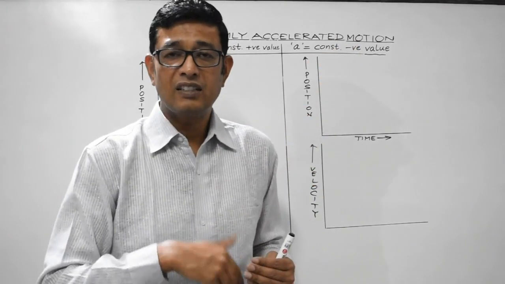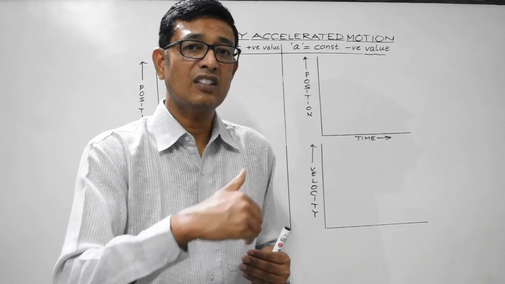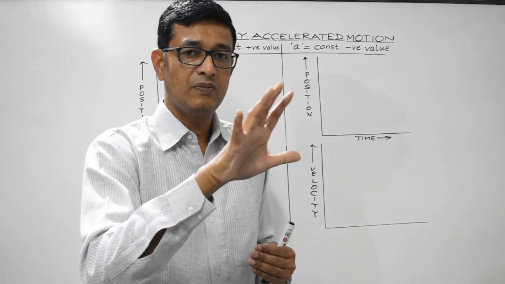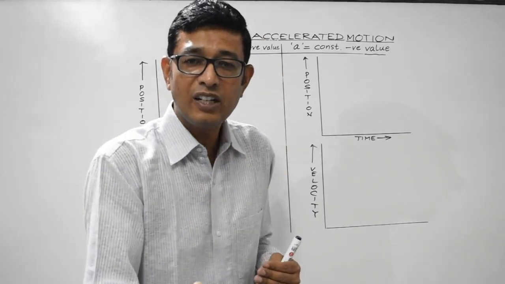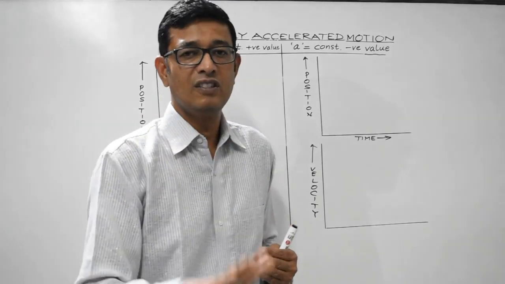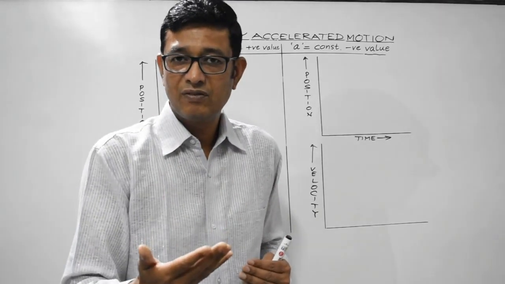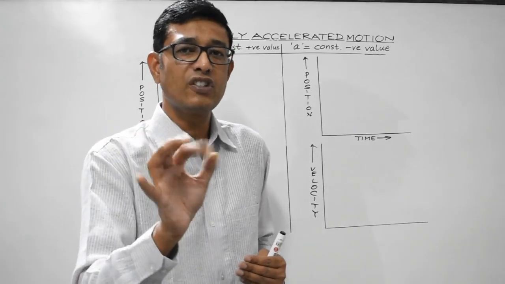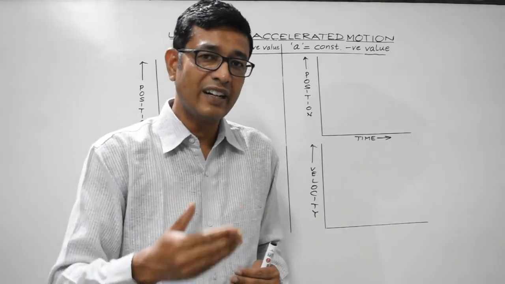If a is having positive value, it is the case of acceleration. The body will speed up. If a is having negative value, it means that the body will slow down. And a negative means that it is the case of deceleration, or it is also known as retardation.